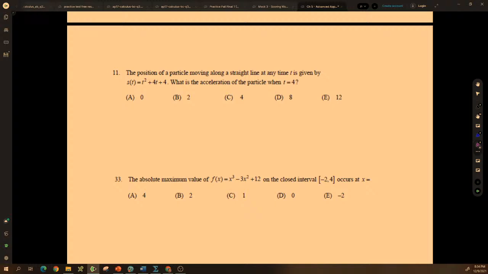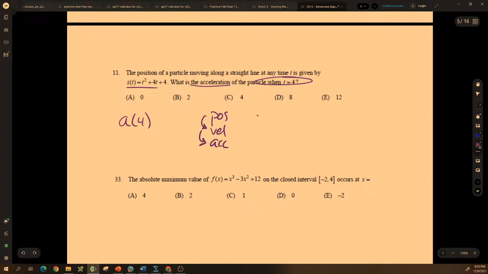The position of a particle moving along a straight line at any time t is given by s of t. What is the acceleration at time 4? So basically we want a of 4. So position, velocity, acceleration, I have position, so I need to take the derivative twice. So v of t would be 2t plus 4, and a of t is just 2. So a of 4, or a of anything, is just 2. Right, because you plug in 4, it's still 2.